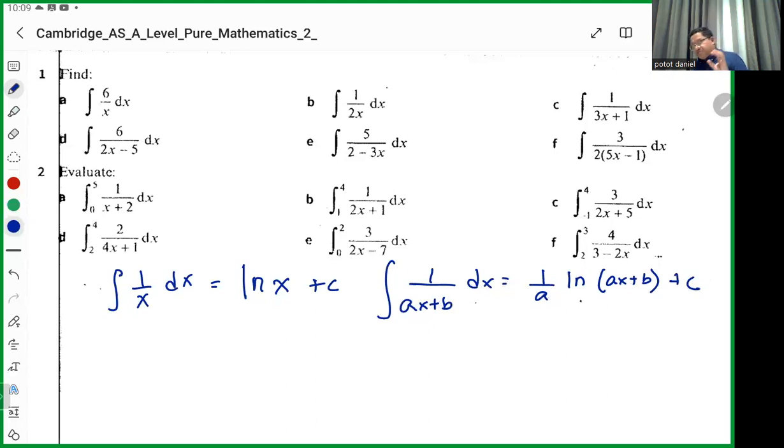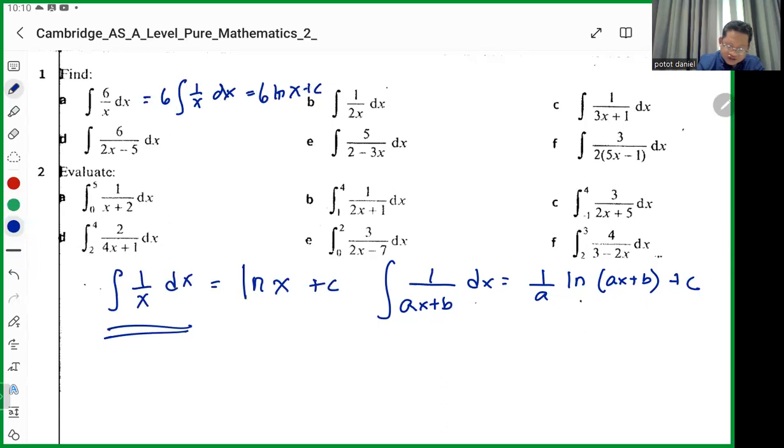So let's try to apply this to these questions here. For example, the first one, the integral of 6 over x dx. Again, by using the first formula, this can be 6 times the integral of 1 over x dx, which is equal to 6 ln x plus c.